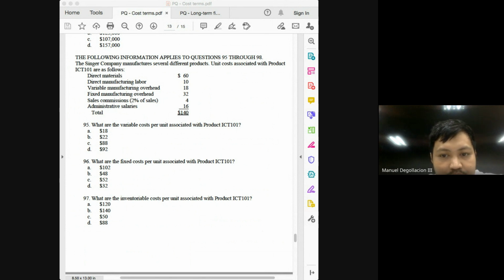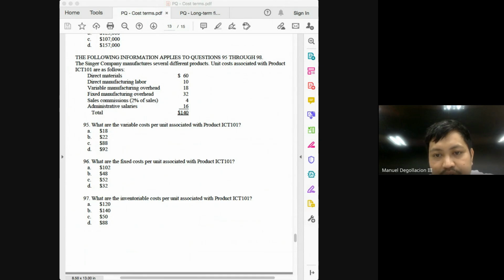What's the next question? What are the fixed costs per unit associated with the product? We have fixed manufacturing overhead and the administrative salaries. So that would be 32 plus 16, which is 48.